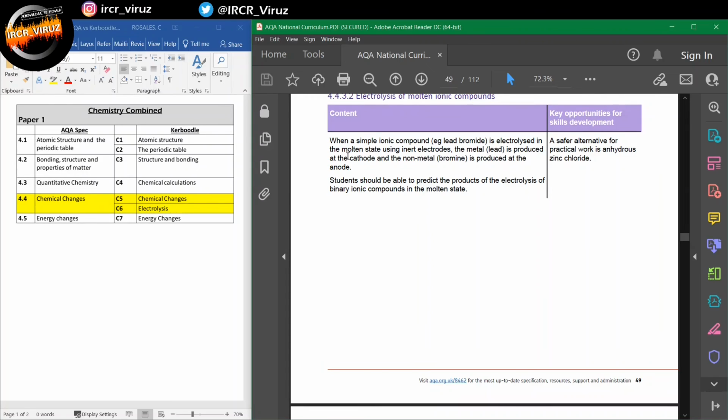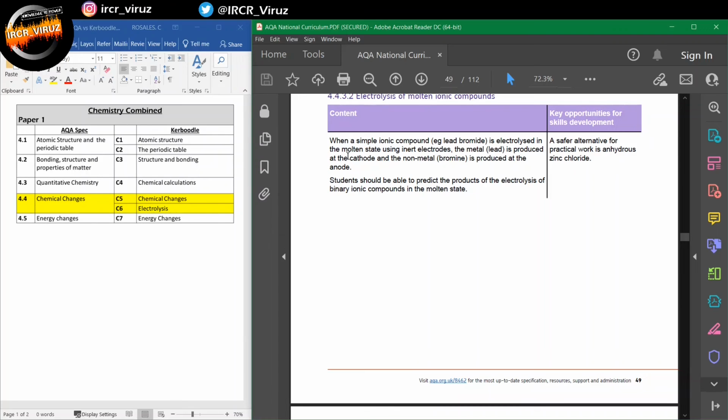If you have something like salt, like sodium chloride, what will happen is that if you melt it and you put the electrodes in, you turn the electricity on, sodium ions are going to go in one direction and the chloride ions are going to go in a different direction. And that's it. You're going to have just two products being made.